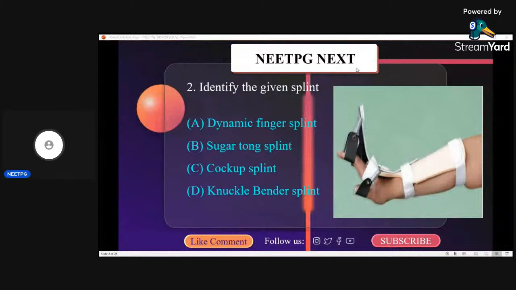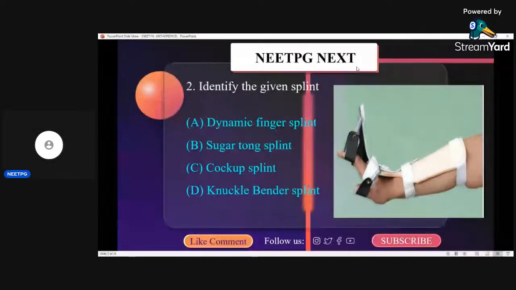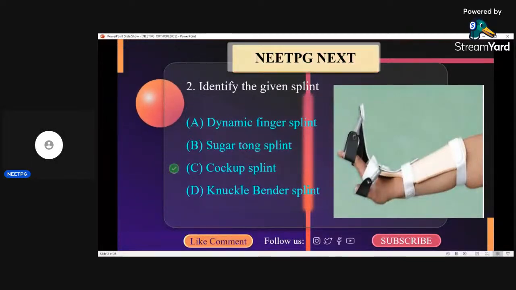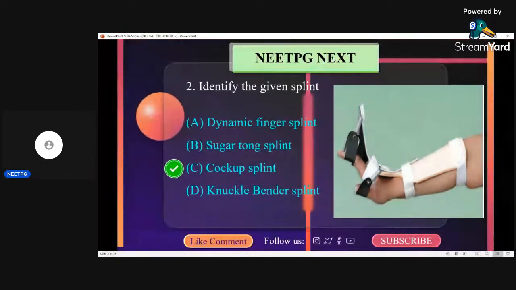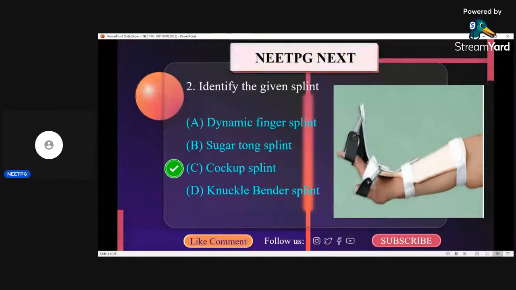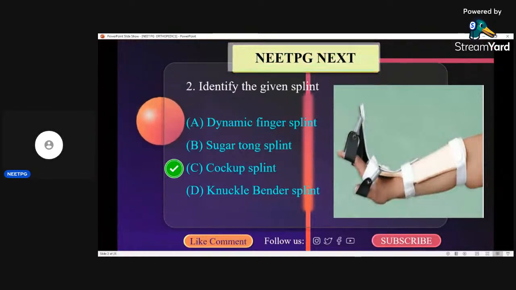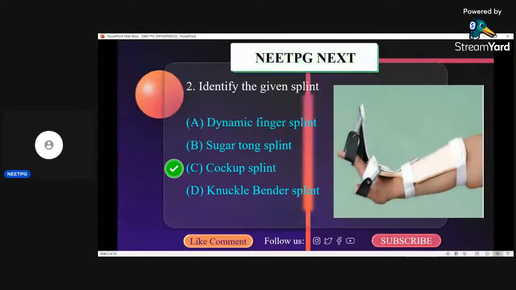Identify the given splint. It is a cock-up splint. So correct option here is C. Cock-up splint. Cock-up splint is a static wrist orthosis that can be used in wrist pain, De Quervain disease, Colles fracture, carpal tunnel syndrome, wrist drop, and hemiplegia.